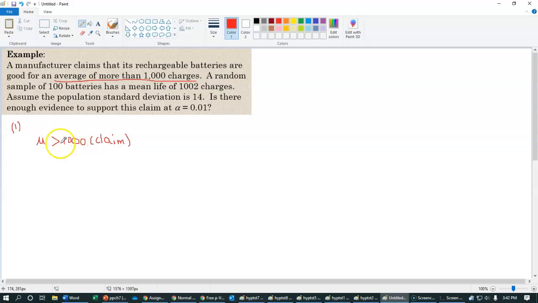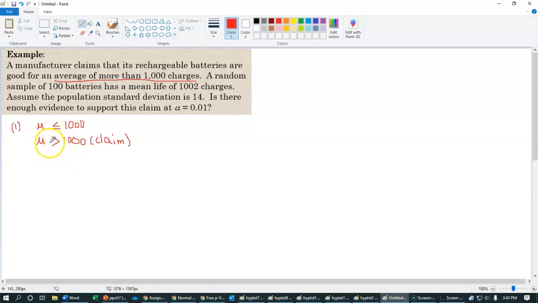Now, don't forget that every claim has a counterclaim, so I need to state the opposite of my original claim. What is the opposite of being greater than? That will be less than or equal. That's the opposite of greater than. And then I'm going to put here 1,000. So I'm just stating the opposite of my original claim. That will be my counterclaim.